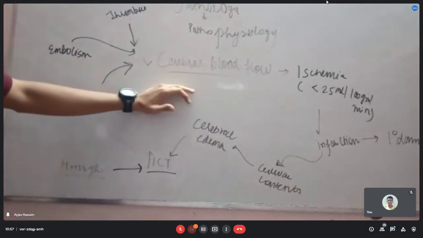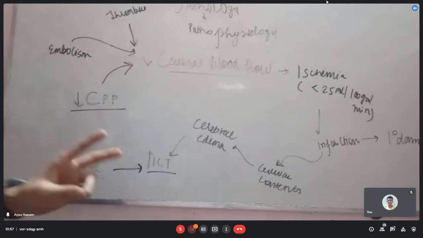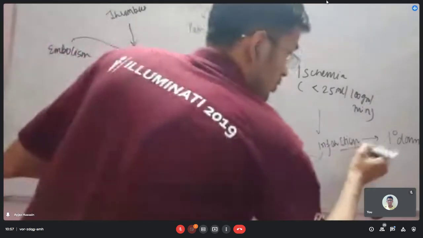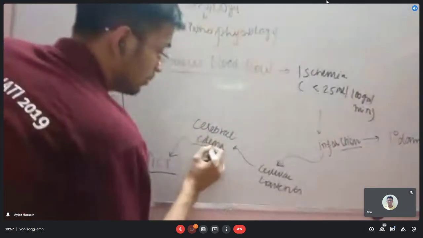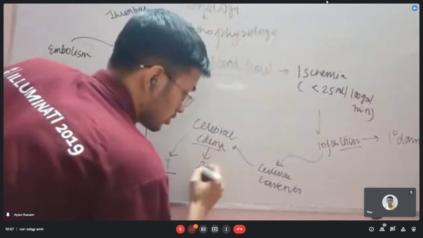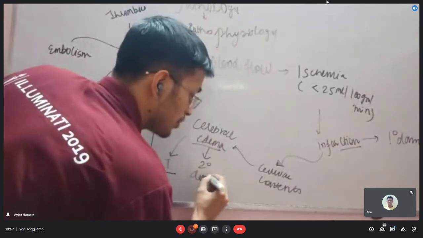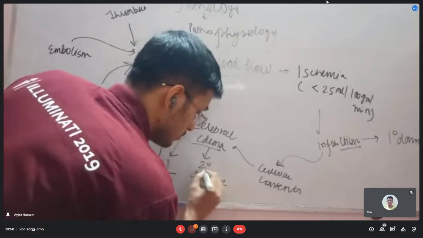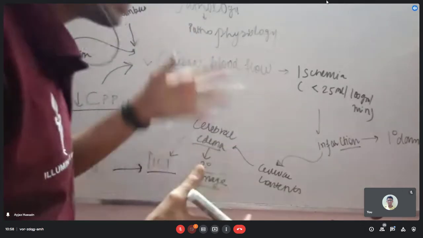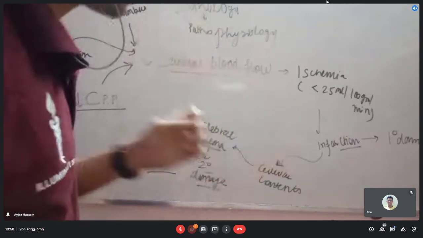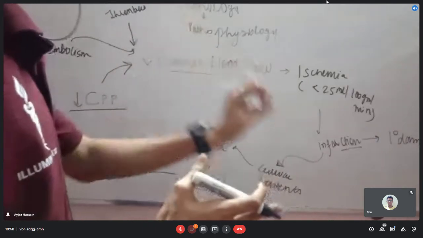There are two important things that you need to take from here. First is that infarction or ischemia causes primary damage. The cerebral edema will cause secondary damage. This compression is causing it. So these are the two things that will cause direct damage to the brain parenchyma. It will cause damage directly to the areas of the brain.